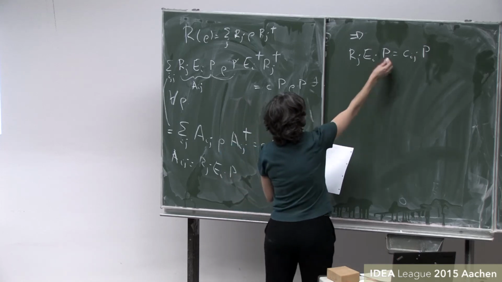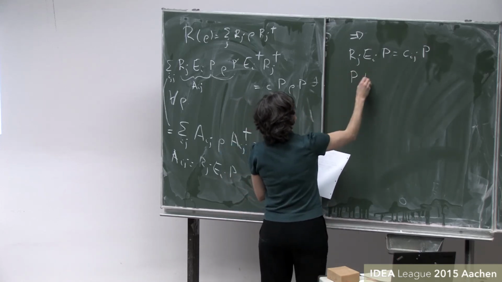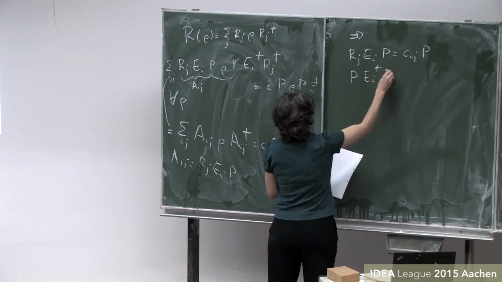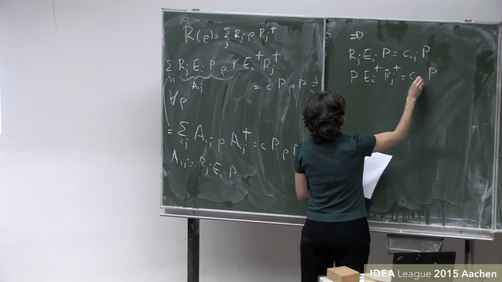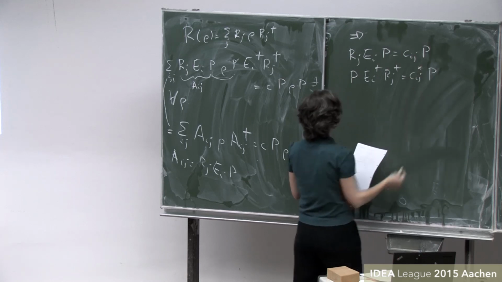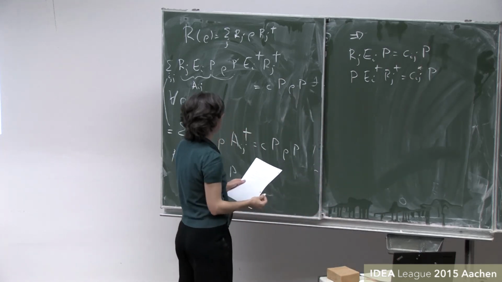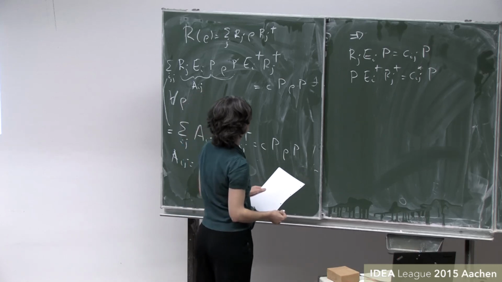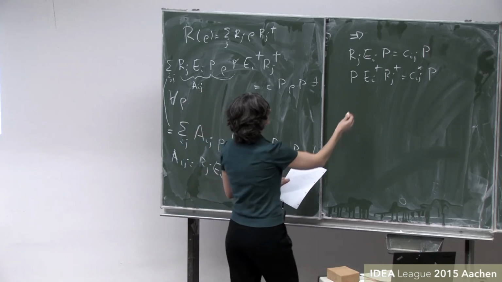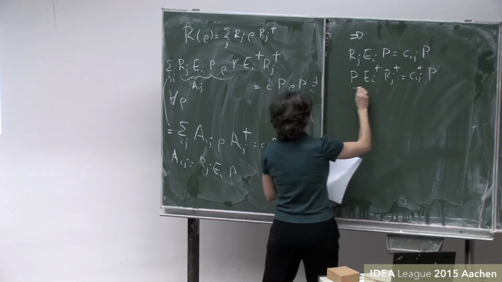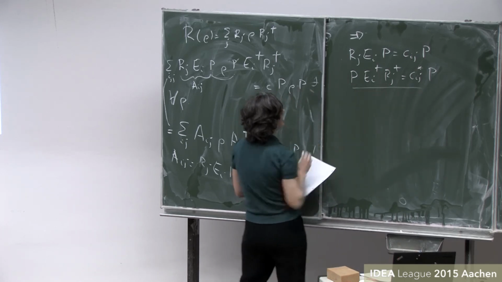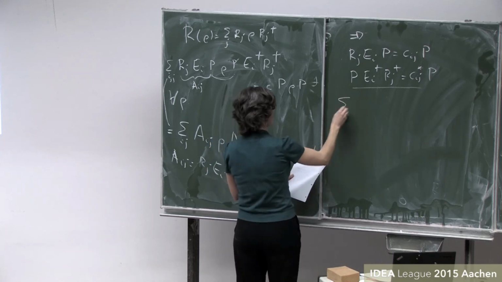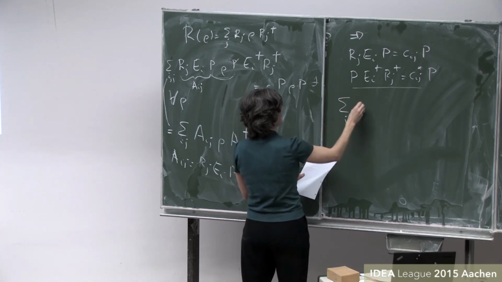Okay, I got that. Now I take the dagger, so that's P, E_i dagger, R_j dagger. This is P. This is a complex conjugate. Why am I doing this? Because I want to rewrite these conditions. Now I'm going to take this one and put it in front of this one, and then sum over j. So I'm going to do this. E_j, we're almost done. P.